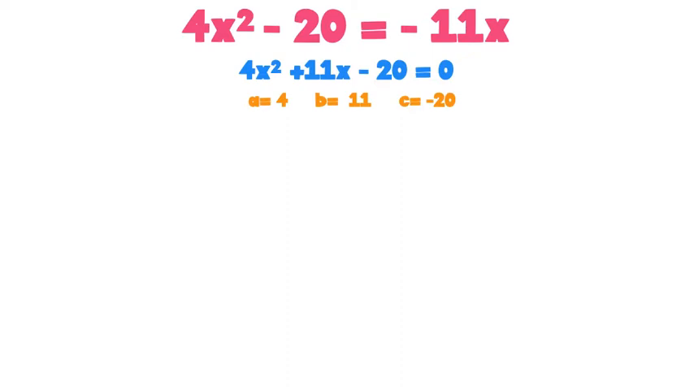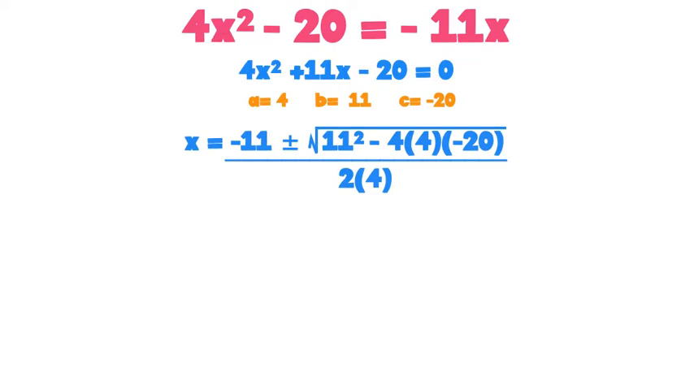Now that I know what my a, my b, and my c are, I'm going to plug those numbers into the quadratic formula. X equals the opposite of b, so negative 11, plus or minus the square root of b squared, 11 squared, minus 4 times a times c. So 4 times negative 20, all over 2 times a, which is 2 times 4. So I'm going to plug all that into my quadratic formula. That's my first step. Now I'm going to slowly simplify step by step.